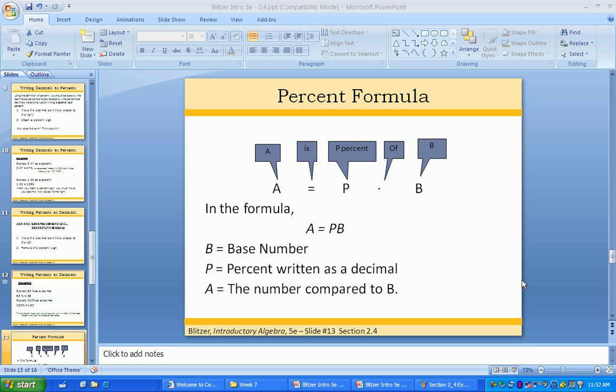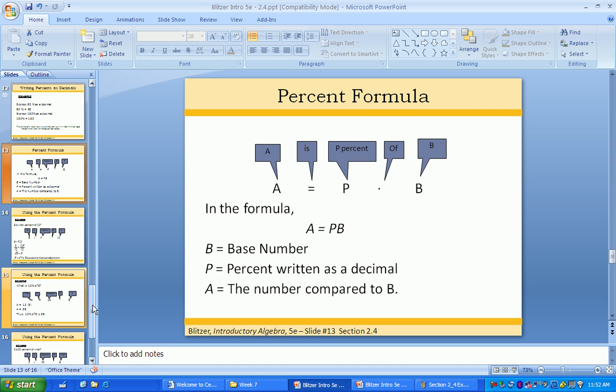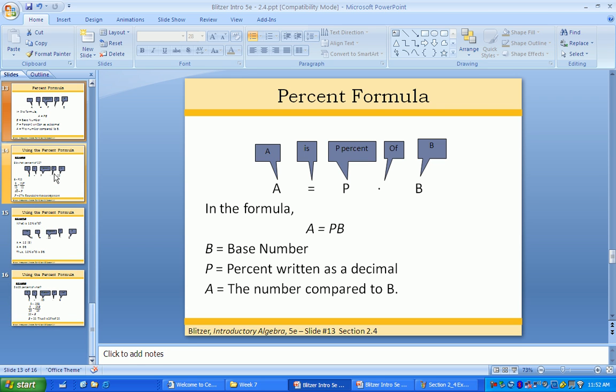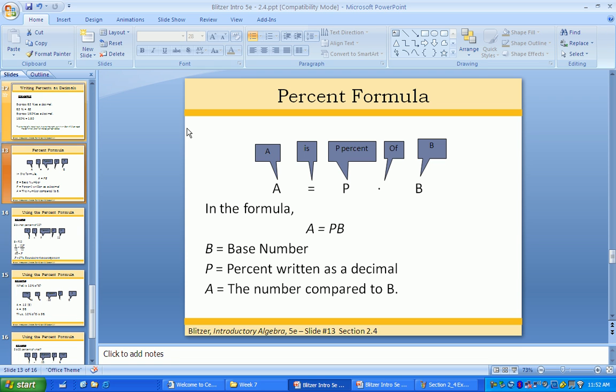Okay, we're going to go ahead and finish this discussion on 2.4. The next thing we're going to look at is the percent formula. So this is going to help us solve some word problems later on. The percent formula is pretty nice because it is consistent and it'll always work as long as you read your problem carefully.